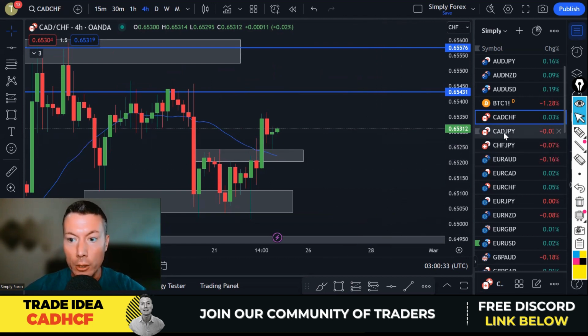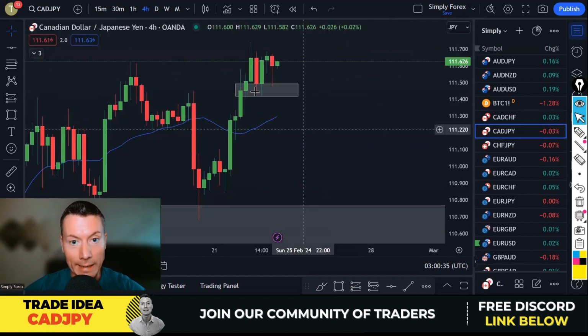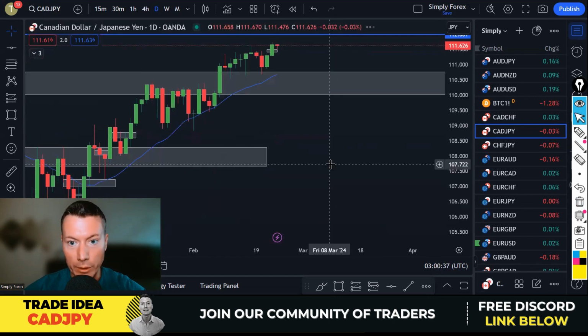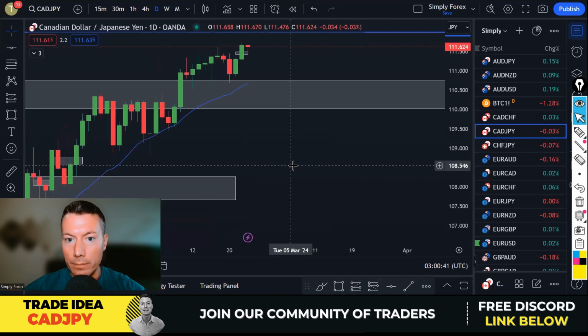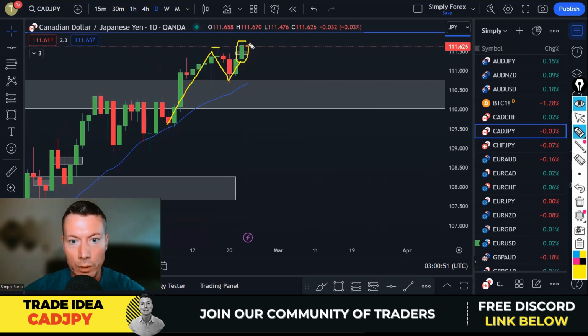But with yen, we've also got Canadian dollar yen. If we look at the day chart, why do I like this? Well, the day chart is clearly in an uptrend, right? And yesterday's candle just broke these highs. You can see this candle broke these highs, and that is a continuation of trend. And it's a nice bullish candle, all right?